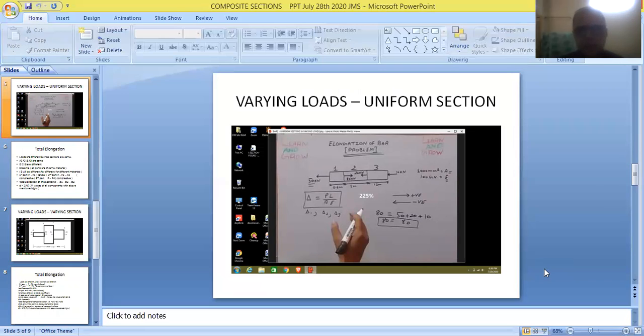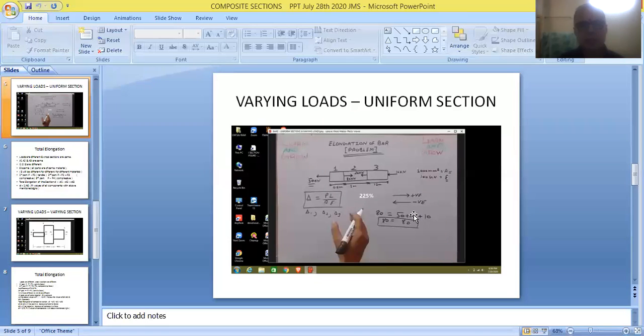So friends, here we have the second topic, that is varying loads and uniform cross section. Different loads are acting on different components, called varying loads. And if you look at this figure, the area of all the components is one and the same, is uniform. Therefore, it is called a uniform section. So common values will be coming out of the bracket, and different values will be coming within the bracket.